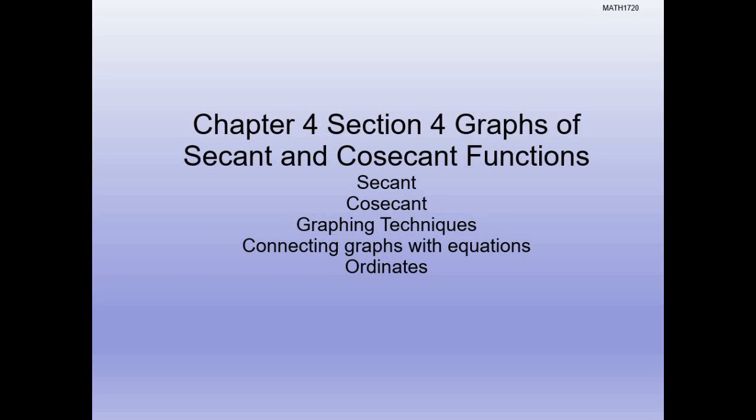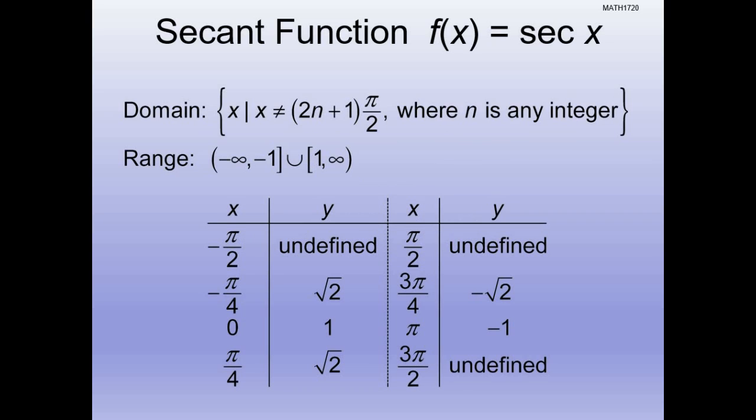Chapter 4, Section 4. We've already graphed sine and cosine. We just got done graphing cotangent and tangent. Now we're going to graph secant and cosecant and figure out how to graph those using sine and cosine. Okay, so let's take a look at the secant function.